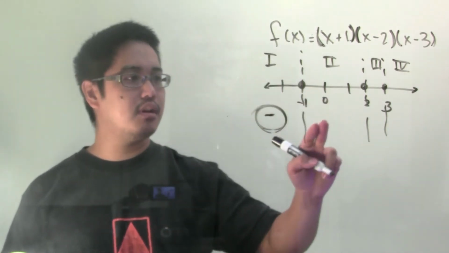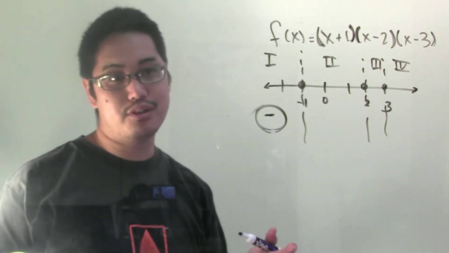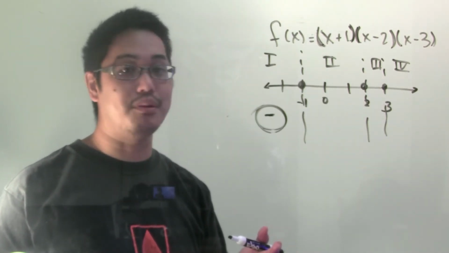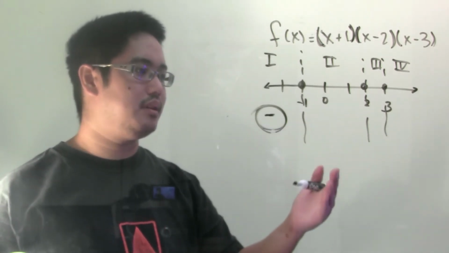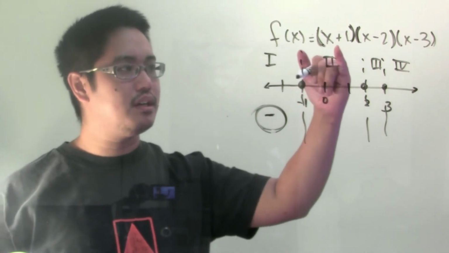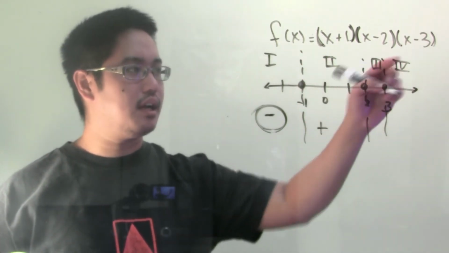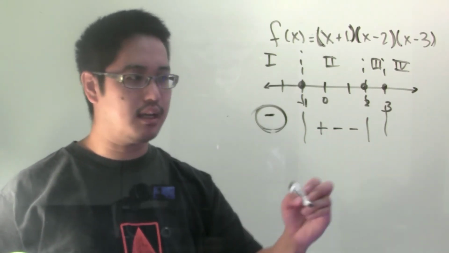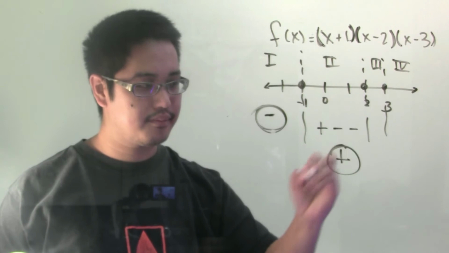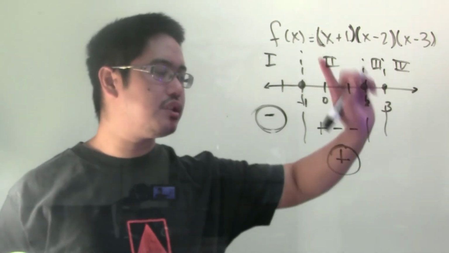Let's choose another number in region number 2. I'll be honest with you, my favorite number to choose is probably 0. I love plugging in zeros because it's so simple. If you plug in a 0 here, that would be a positive, a negative, and a negative. If you multiply a positive times 2 negatives, you get a positive number. We're good.